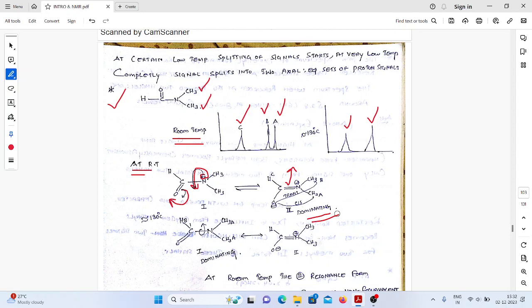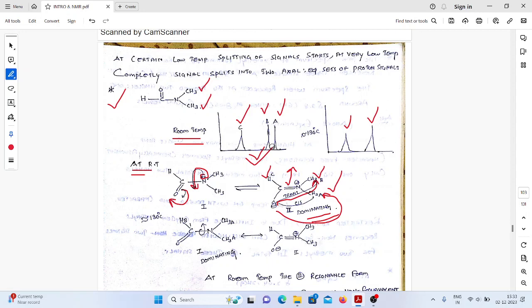If the second structure is predominant, we are observing a double bond, so it is an alkene kind of species. With respect to O minus, one methyl will become trans and the other will become cis in nature. Cis and trans groups are always chemically non-equivalent. That's why these two methyl groups are considered as two sets of protons: this is one set, this is another set, and one aldehyde proton. That's why at room temperature we get three signals.